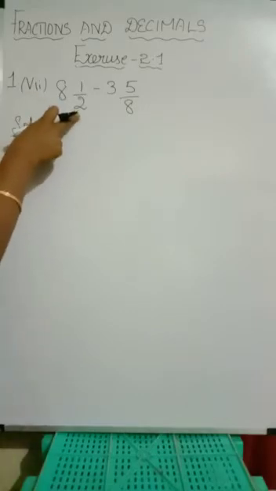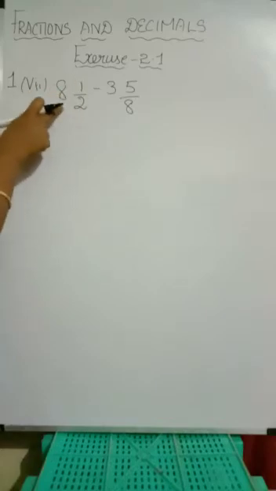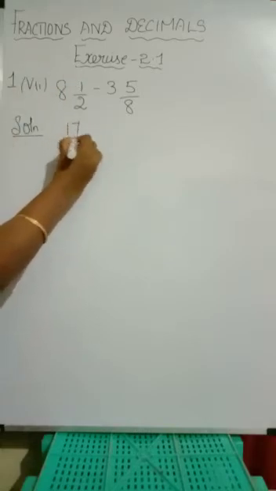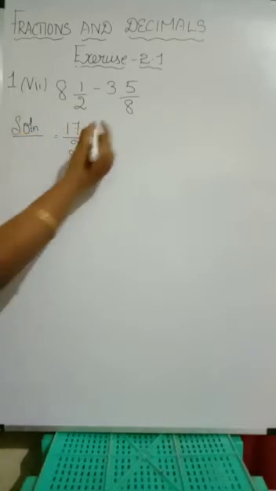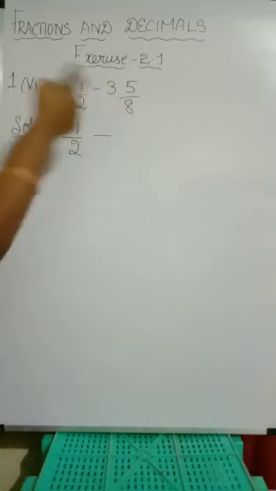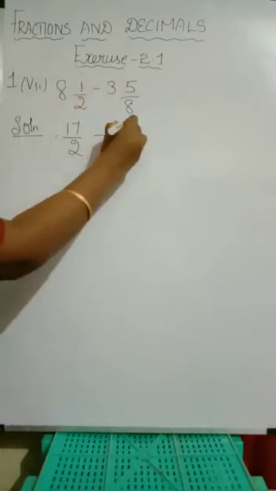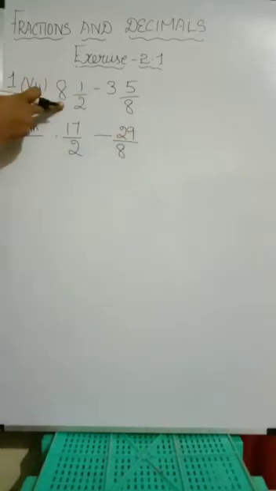Yes. 2 into 8. How can we convert 8 1 by 2? 2 into 8, 2 8s are 16. 16 plus 1, 17. 17 divided by 2. Yes. 17 divided by 2 minus 8 3s are 24. 24 plus 5, 29. 29 divided by 8. Clear? Now we have changed the mixed fractions into improper fractions.